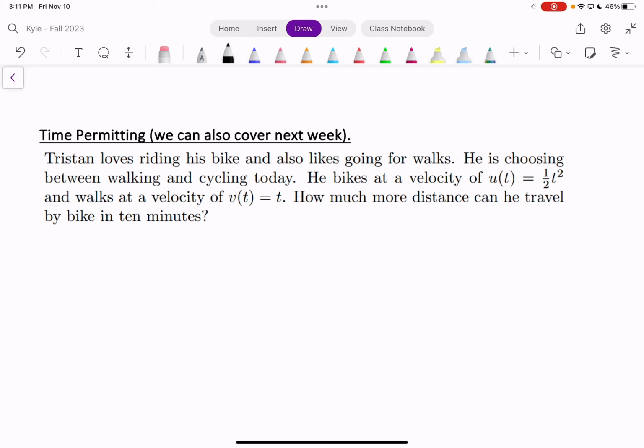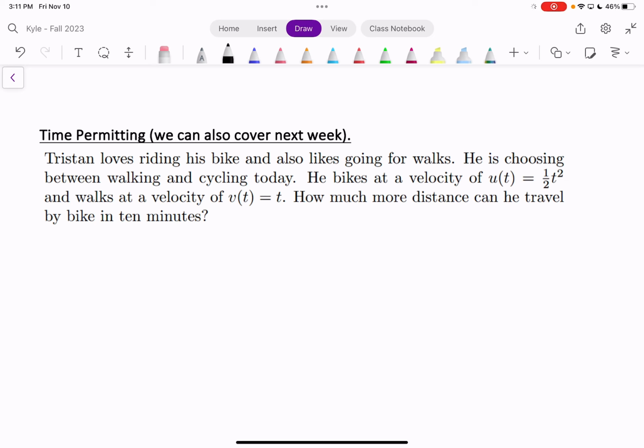He bikes at a velocity of u of t equals 1/2 t squared, and walks at a velocity of v of t equals t. So the question is, how much more distance can you travel by bike in 10 minutes?